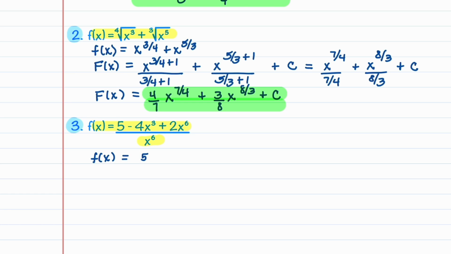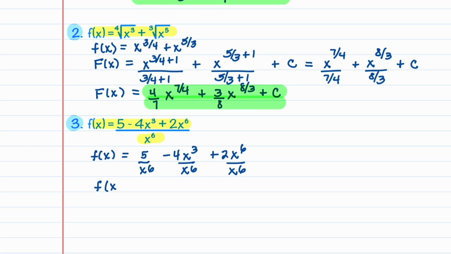as 5 over x to the 6th minus 4x cubed over x to the 6th plus 2x to the 6th over x to the 6th. You can only do this when you have one term in the denominator. We now need to rewrite this so that each term is x raised to a power. This is f of x is equal to 5x to the minus 6 minus 4x to the minus 3 plus 2. Now we can go ahead and take the antiderivative.